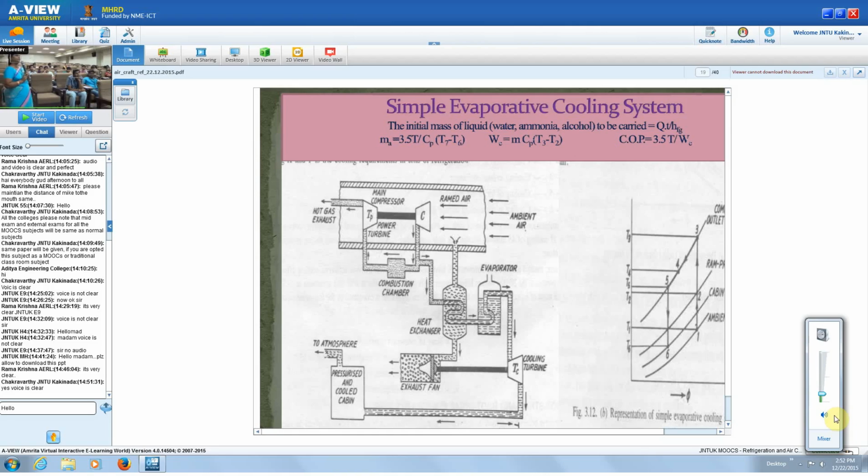So actual compression is isentropic, which is from 2 to 3. Okay. So 3 to 4 is the heat rejection in the heat exchanger, whereas process 4 to 5 is the heat rejection with the brine solution or water or alcohol. So with that, 5 will still be at a lower temperature.